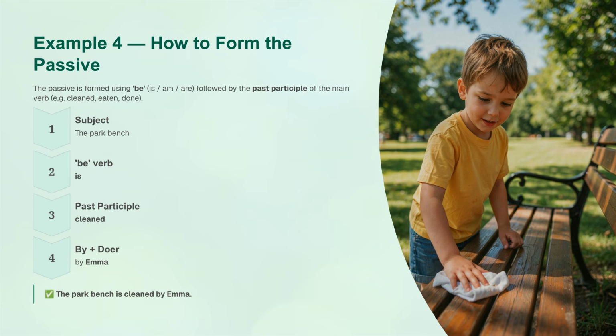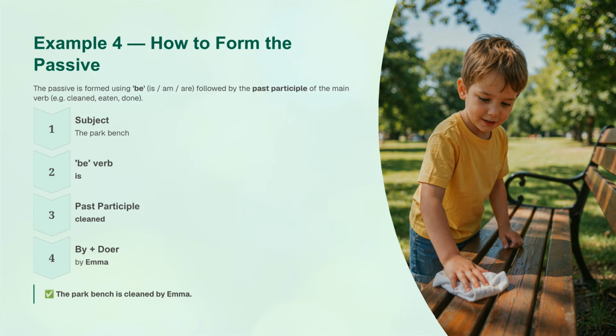Our fourth example shows how to form the passive voice step by step. The passive is formed using a be verb, like is, am, or are, followed by the past participle of the main verb, such as cleaned, eaten, or done.